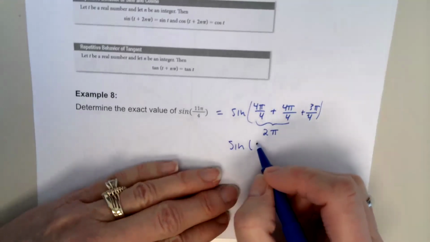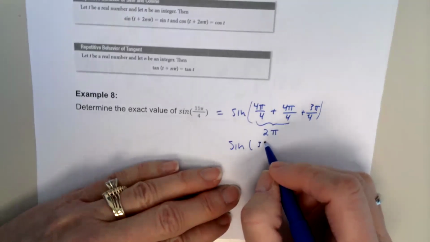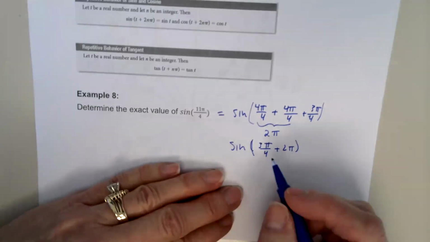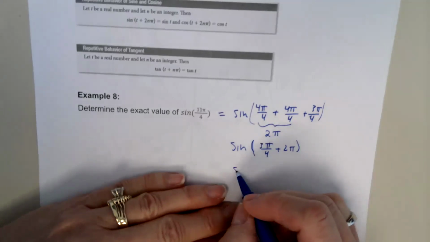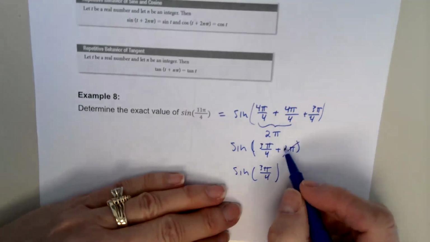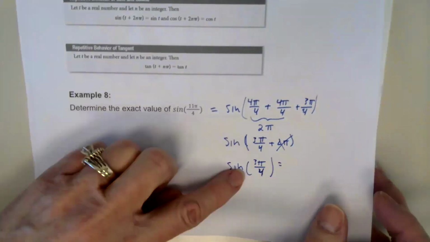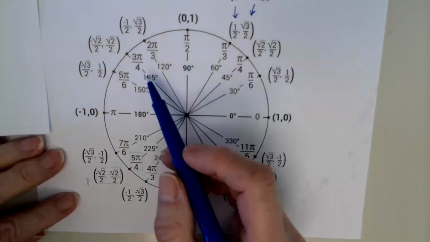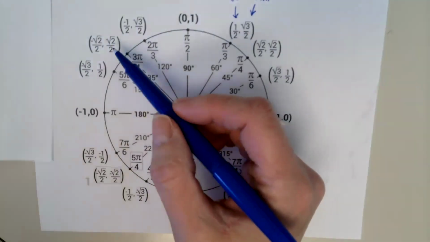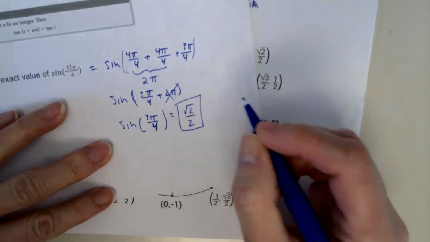So sine of 3 pi over 4 plus 2 pi is the same as just sine of 3 pi over 4, because we can cancel out the 2 pi since these are coterminal angles. So sine of 3 pi over 4, we're going to go to the unit circle. It's in the second quadrant, and the sine is a square root of 2 over 2. It's positive in the second quadrant.